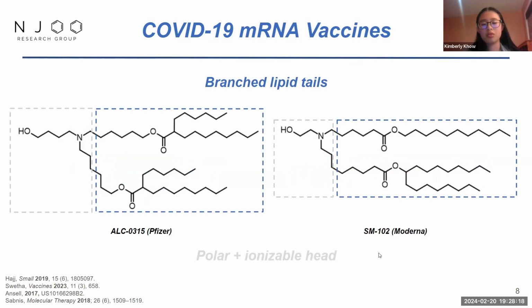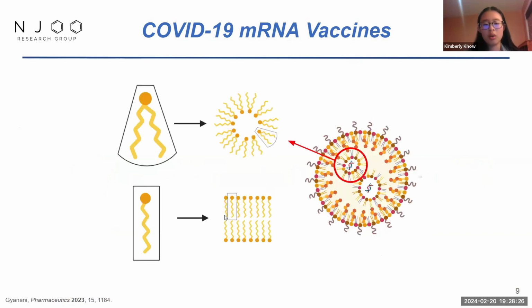So, first thing to note, both ALC-0315 and SM-102 have branched lipid tails, as highlighted here in blue. Now, what does this mean and why is this important? Well, if you are to redirect your attention to this structure here circled in red, we see a piece of mRNA encapsulated in lipids or surrounded by lipids, and this is a structure that we call an inverted micelle, which obviously has a circular arrangement.